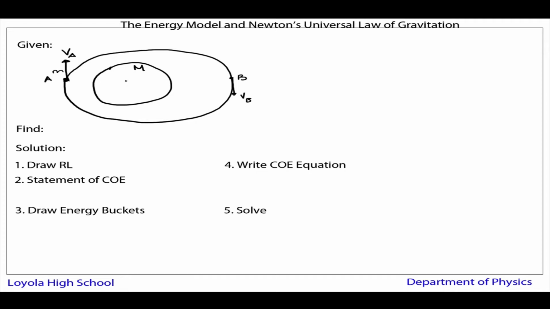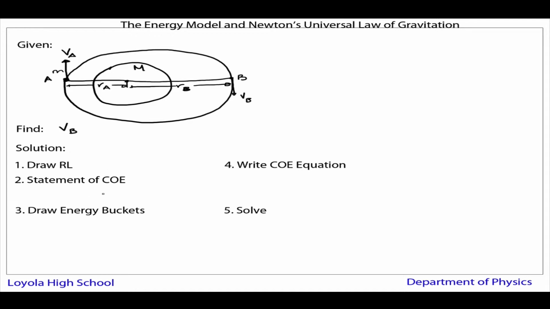And just to be clear, the distance from the center of the planet to point A is RA, and the distance from the center of the planet to B is RB. Whenever we measure these distances, always measure from the center of the planet. So if you're given an altitude, make sure to include the radius. Our goal here is to find the velocity at point B, find VB.